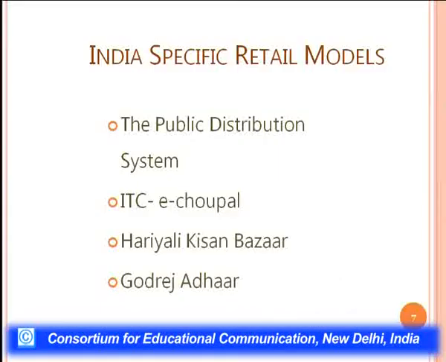So when we talk about the Indian specific retail models, one can talk about the very old public distribution system. What we mean by a public distribution system is that you have the fair price ration shops which cater to the needs of commodities like kerosene oil, rice, wheat, pulses, and so on and so forth. These public distribution systems, which were opened up as fair price shops by the government, were nothing but a form of a retail model in the Indian context.